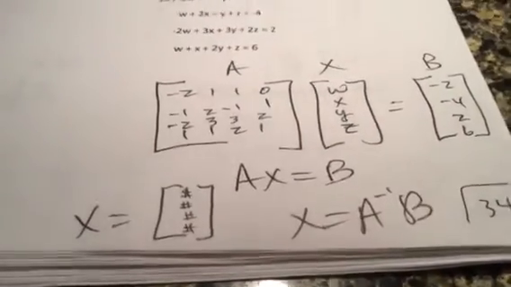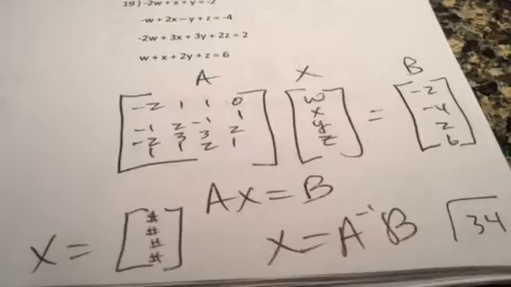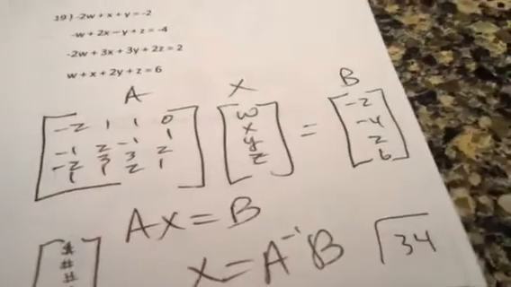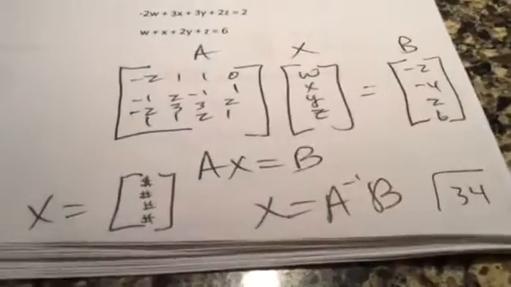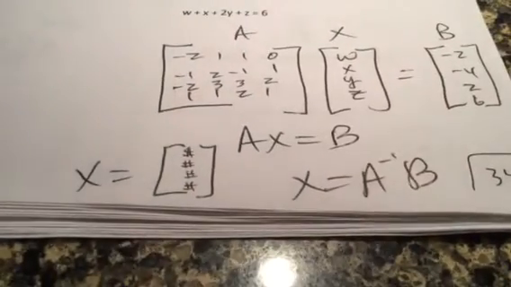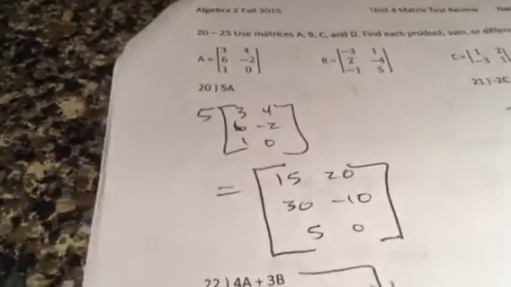Oh my gosh. A is a 4 by 4. You have 4 variables. X is a 4 by 1. B is a 4 by 1. A inverse B. The answer is going to be a 4 by 1. Holy cow. We started with W. W is the first one there.